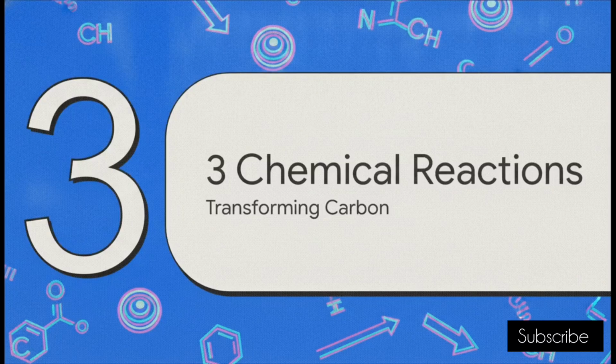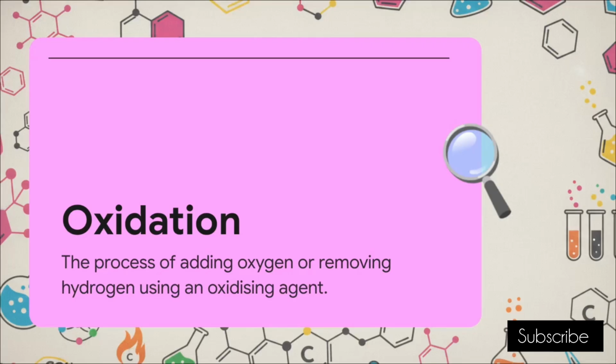Section 3. 3 key chemical reactions. All right, the first of these 3 essential reactions is oxidation. Oxidation is simply the process of adding oxygen or removing hydrogen.